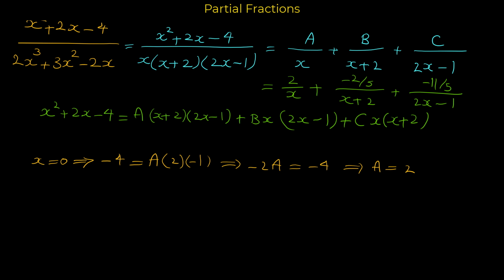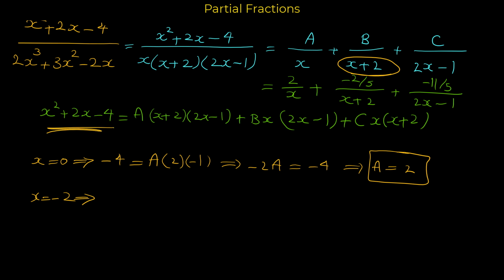And attention, this value is exactly the same value as we got here for a. The next value that we try here for x is the number that makes the next denominator 0, and that value is negative 2.